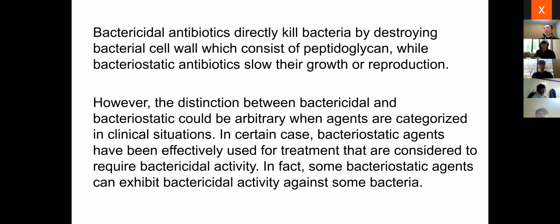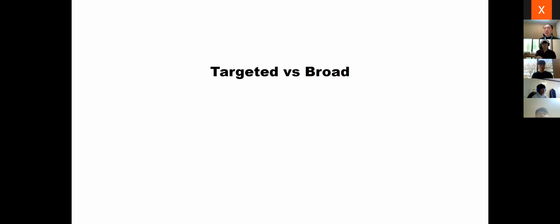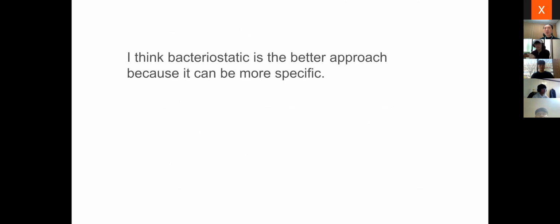Move forward. Now there's another term: targeted versus broad. Which one is more targeted? Well, one person put up this comment: I think bacteriostatic is a better approach because it can be more specific. That means it is more targeted. Is that true?